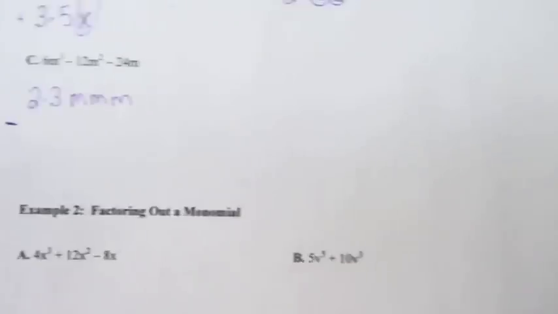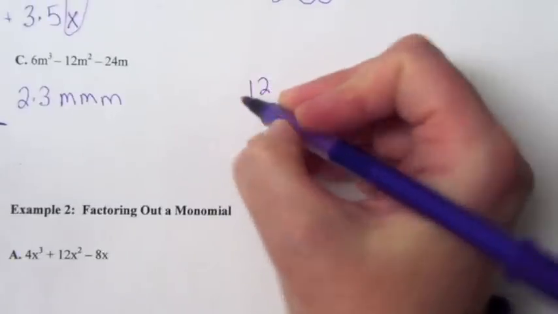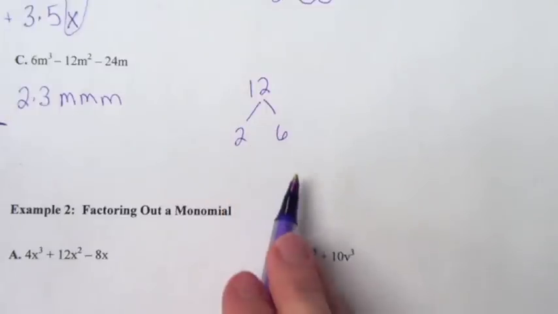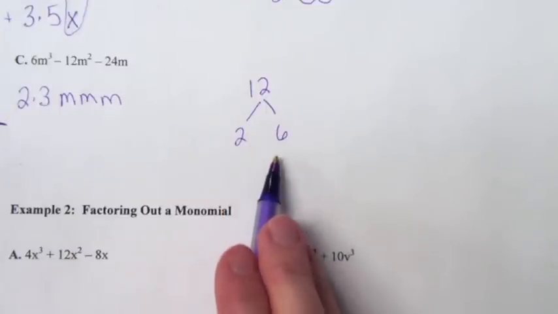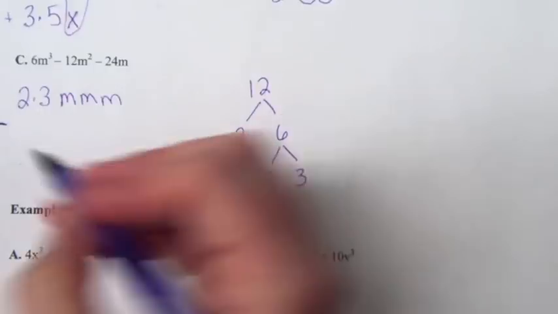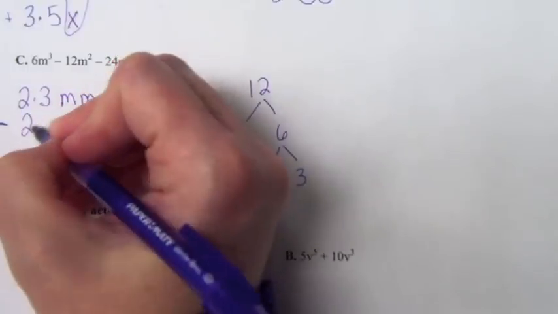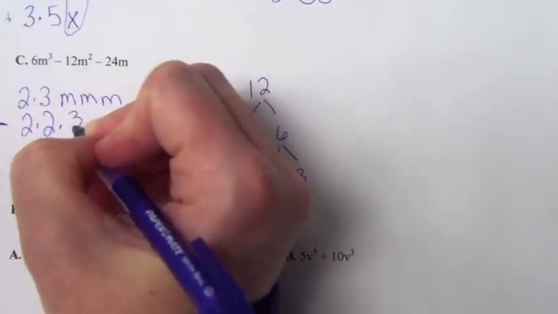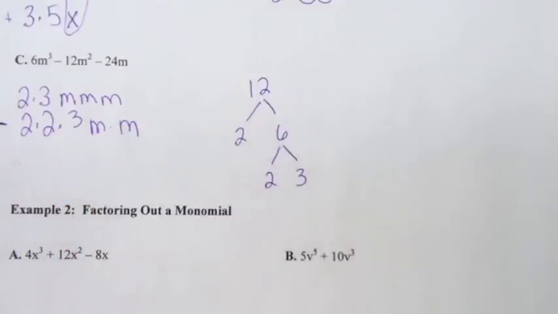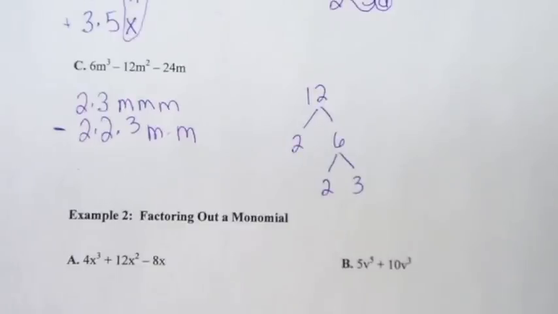12, if you want to do a factor tree, we could do that. Here's 12. It breaks down into 2 and 6. But 6 is not a prime factor, so we need to break that one down even further, to 2 times 3. So the factors for that one are 2 times 2 times 3, and then m squared, so we have m times m. So those are our factors for the second one.